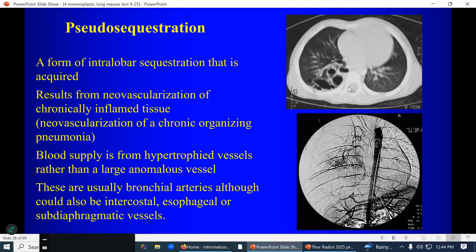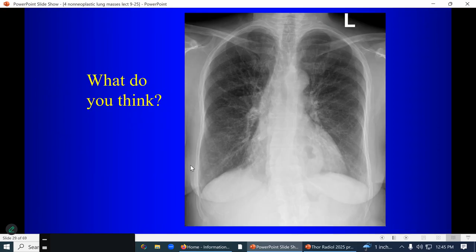So what this represents is an acquired inflammatory lesion. What happens with chronic infection is that you can have parasitization of the surrounding blood vessels. And rather than one well-defined feeding vessel, they can have these small, funny-looking vessels that are supplying it, which are friable and prone to bleed, which is why the patient has hemoptysis. So neovascularization of chronically inflamed tissue can result in pseudosequestration. So the blood supply is from hypertrophied vessels rather than a large anomalous vessel. Right? It could be bronchial arteries or intercostal arteries or other arteries. So that is an acquired lesion, that is pseudosequestration.